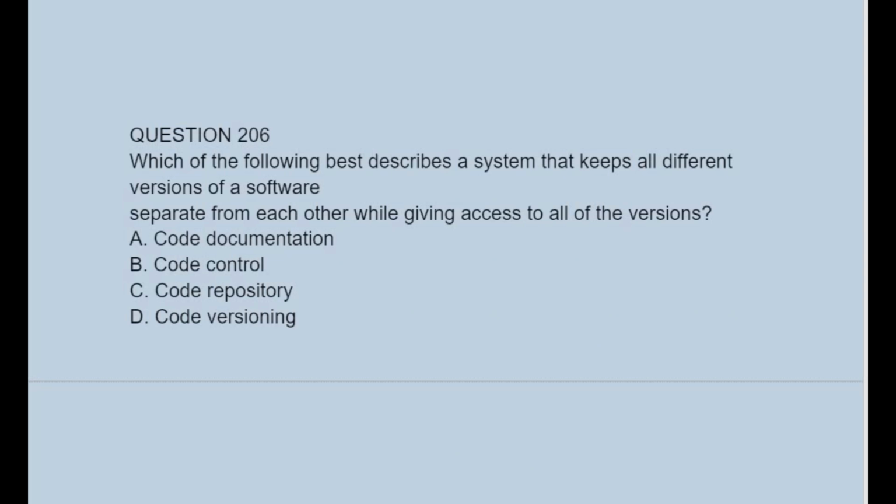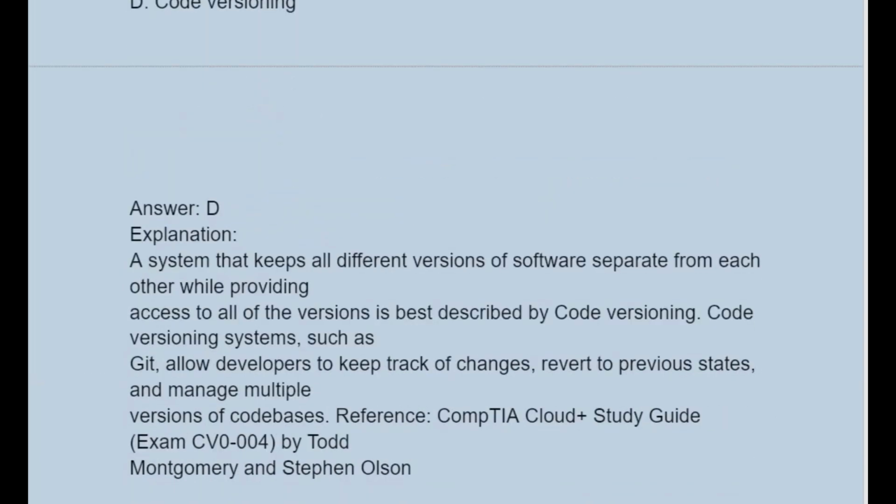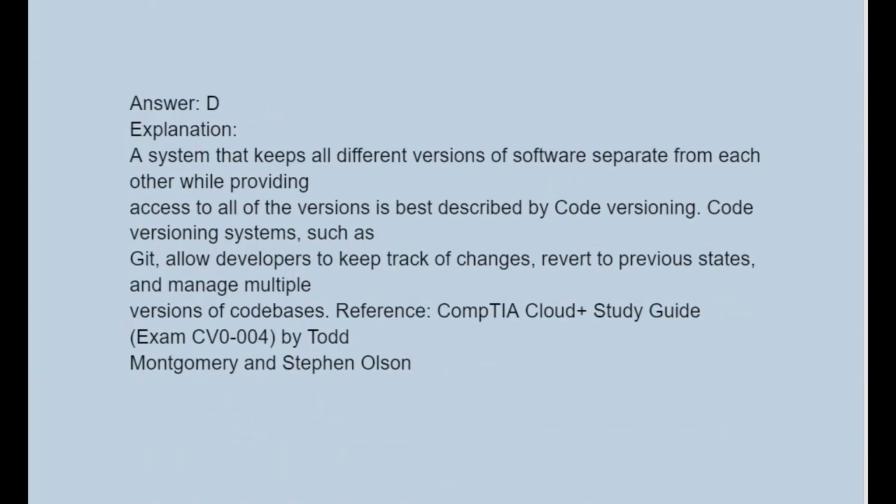Question is, which of the following best describes a system that keeps all different versions of a software separate from each other while giving access to all of the versions? Option A, code documentation. Option B, code control. Option C, code repository. Option D, code versioning. Correct answer is option D.